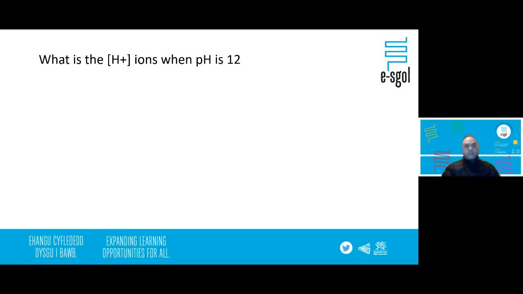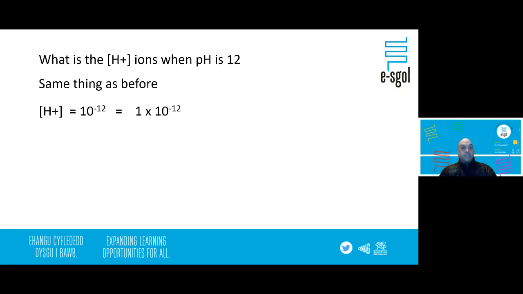The other thing as well, sometimes people get a little bit thrown off when they see the pH is above 7. It doesn't make a difference. You do the same thing. You literally work out your hydrogen ion concentration using that principle. Again, you can just see I've done the minus 12. That's my minus pH.